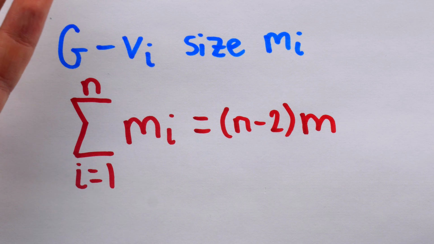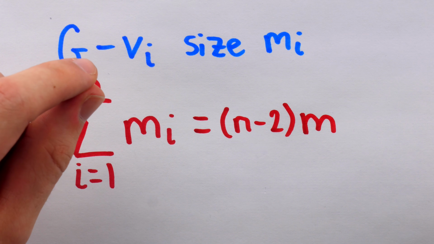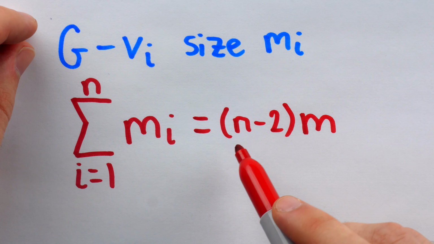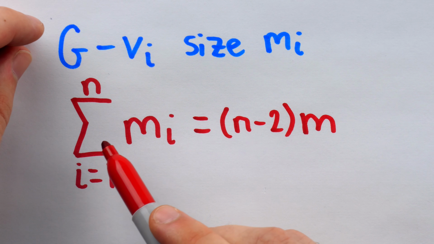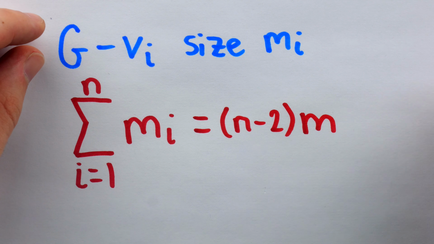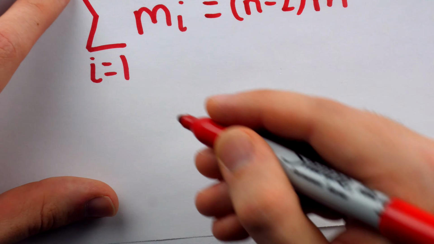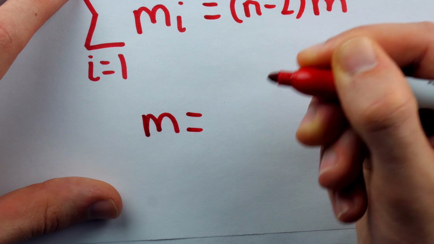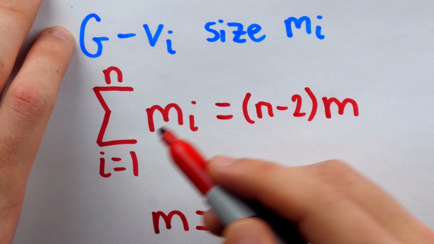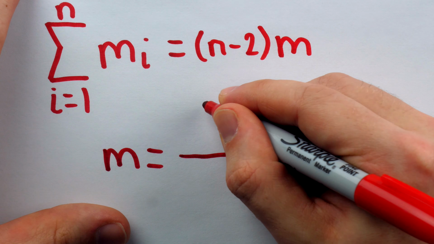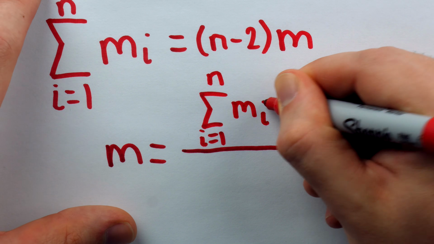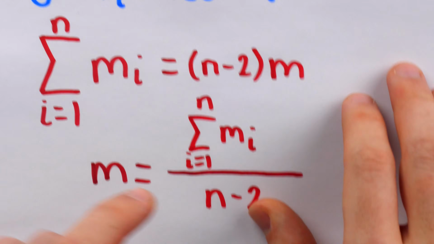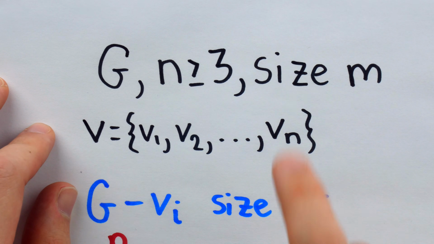And as we already discussed, order is recognizable. We can figure out n from the deck of G. So we know this, so all we have to do is solve for m. Dividing both sides by n minus 2, we then find that the size of the original graph can be found by just adding up the sizes of the cards in the deck and then dividing by n minus 2. Of course, this division emphasizes the fact that n has to be at least 3.